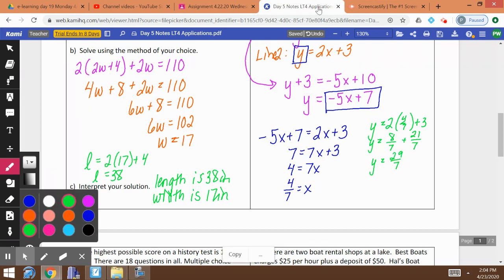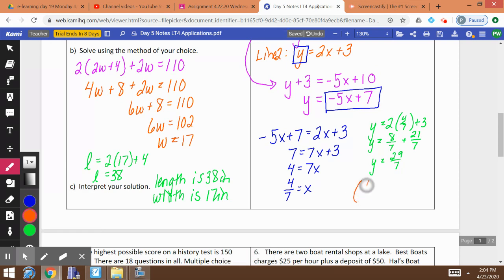Now this one, since we are actually talking about ordered pairs and everything, I am going to write as an ordered pair. 4/7 is my x. 29/7 is the y coordinate.